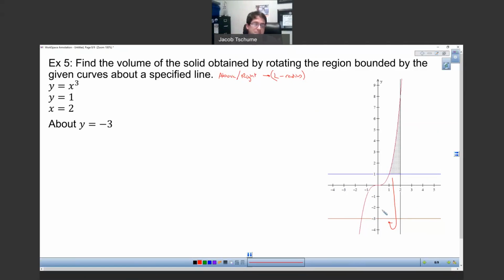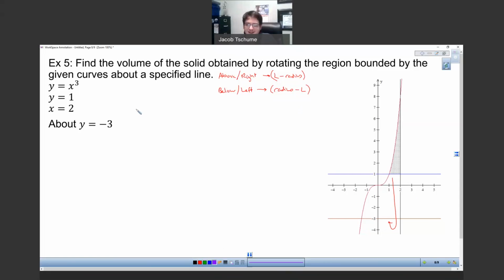Now that's not this example. The line we're rotating around is below, but on the next problem, we're going to see this one. If you are rotating around a line that is below or to the left, you have to reverse the order, and your function would be the radius minus the line you're rotating around. So we'll keep that up there, and we're going to see this on the next two problems. As far as our picture goes, the shaded region and the line you're rotating around have a big gap, so we're going to end up doing the washer method here.